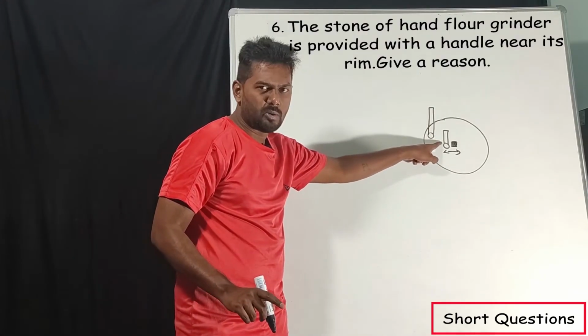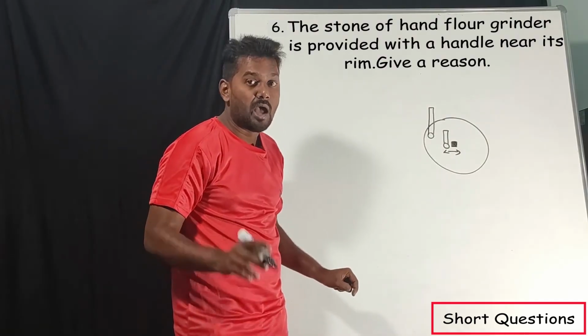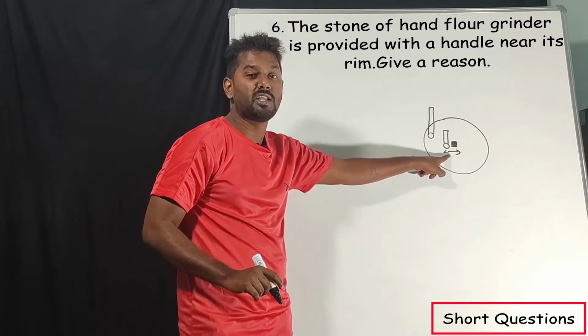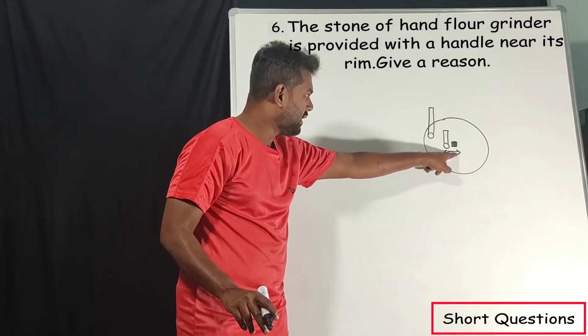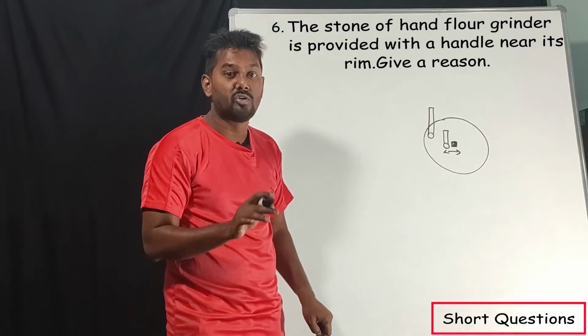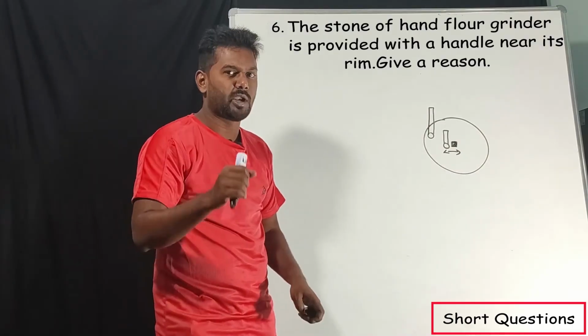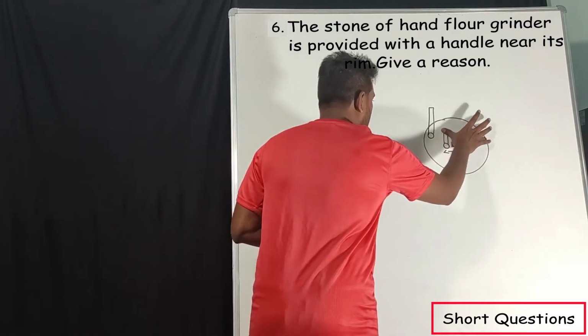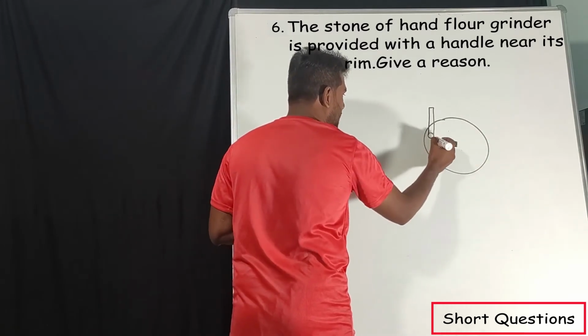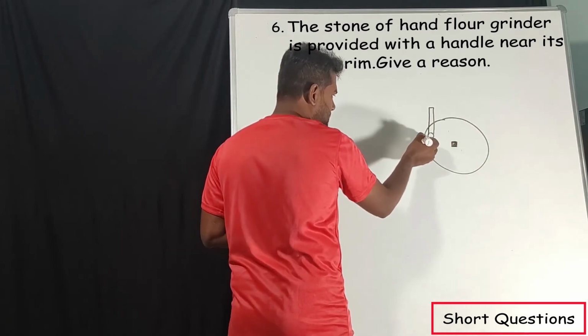So here you are going to apply a force. What is the perpendicular distance? How can we calculate the perpendicular distance? Always with the pivoted point, that is the fixed point. The perpendicular distance between the pivoted point and the handle is very less, so you need to apply more force to rotate. So that is why we have provided the handle near to the rim. Near to the rim means the corner.